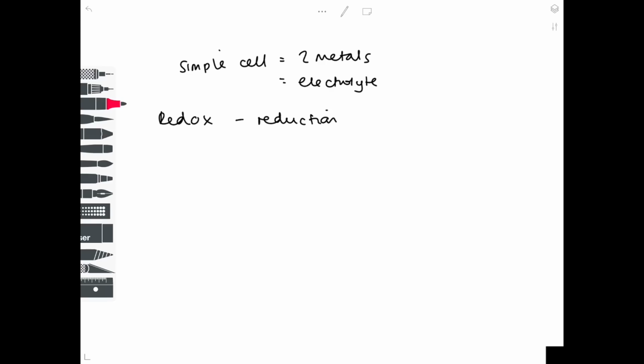So remember, a cell is an object which can produce electrical energy. You do need to know that a simple cell is actually made out of 2 metals and an electrolyte. A redox reaction takes place, which is where reduction and oxidation occur at the same time. And while this is taking place, an electric current is formed.